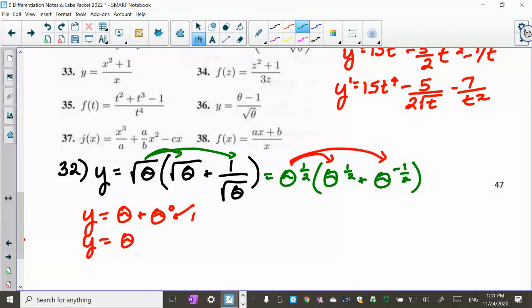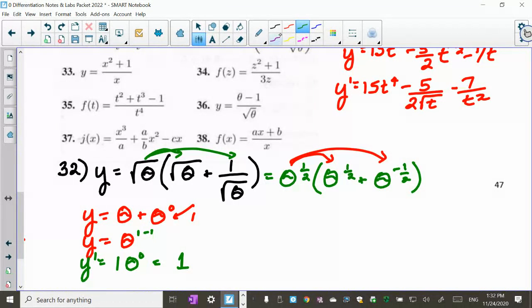Now I'm going to do my y prime. And if you think about it, that's my variable. So I have 1 times theta to the 0 power, because I subtract, so it's just really 1. So the derivative of this is just 1. That's kind of cool. So I wanted to show you that one.